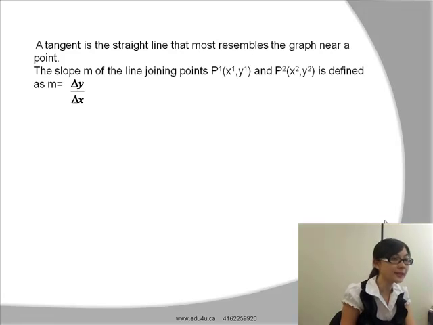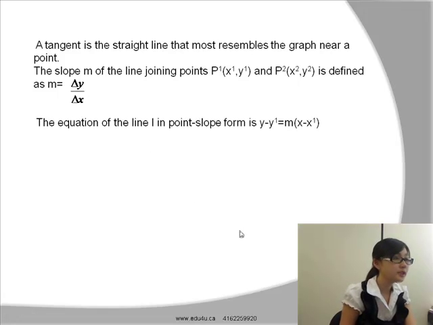The tangent is a straight line that most resembles a graph near a point. So in order to find the slope of the tangent, you need 2 points on the tangent. Those 2 points will be P and P2. And the slope, which is usually represented by the letter m, will be equal to delta y over delta x. Delta y equals y2 minus y1, and delta x equals x2 minus x1, which is basically rise over run.